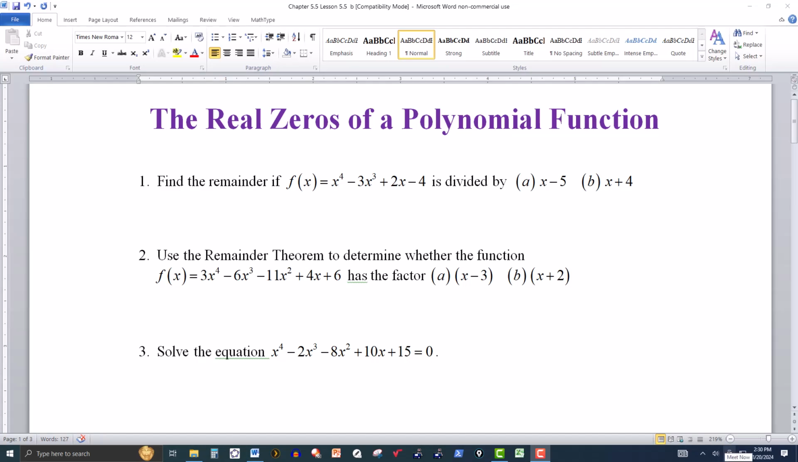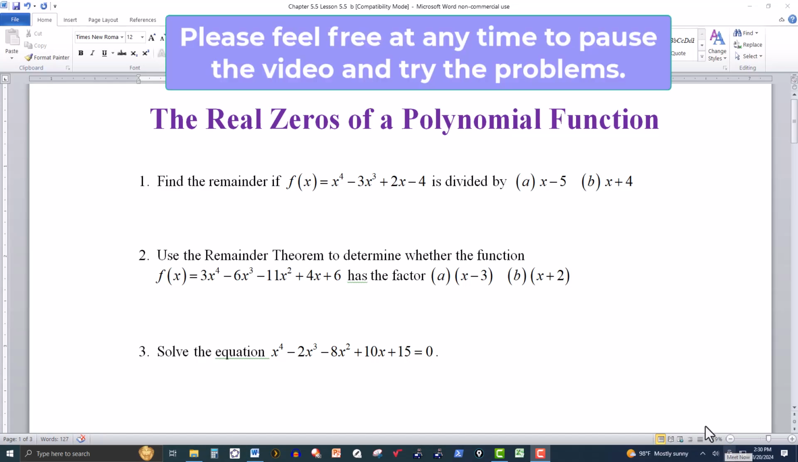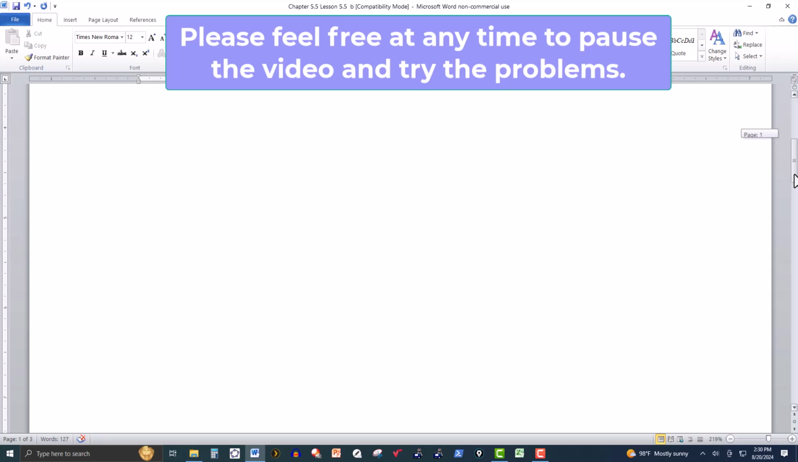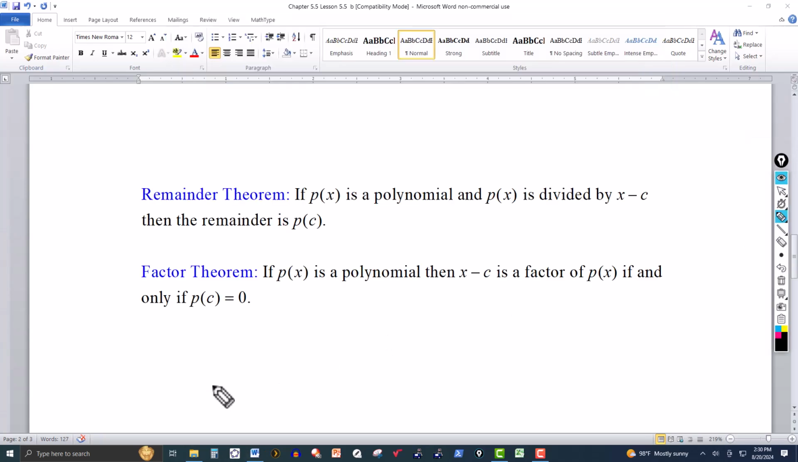In this video, we're going to be looking at the real zeros of a polynomial function. And we'll be looking at a couple of theorems, 2 or 3 theorems. Let's look at the first two first here. So the first one here is the Remainder Theorem.